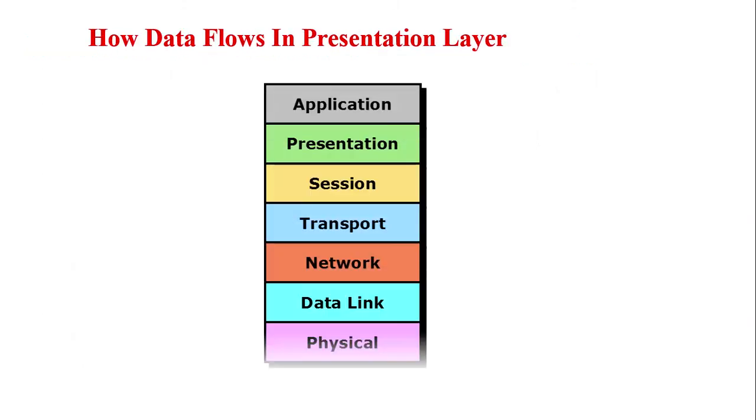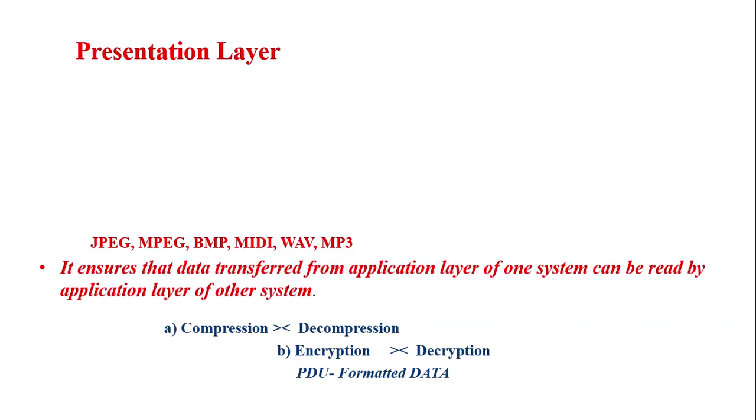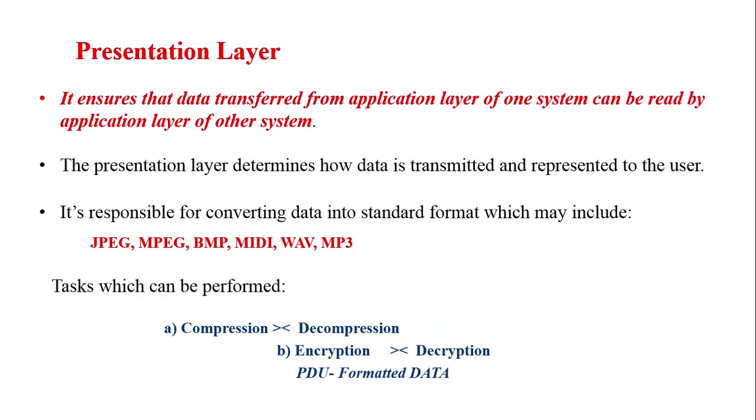So what is the role of the presentation layer? As we see here, the application layer has data with its header, then it gets processed by the presentation layer, and a header is attached at that layer. This layer presents the data to the application layer in a given format. This layer is concerned with the protocols responsible for data formatting. It ensures that data transferred from the application layer of one system can be read by the application layer of the other system.